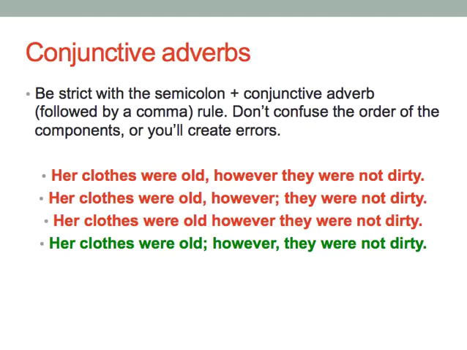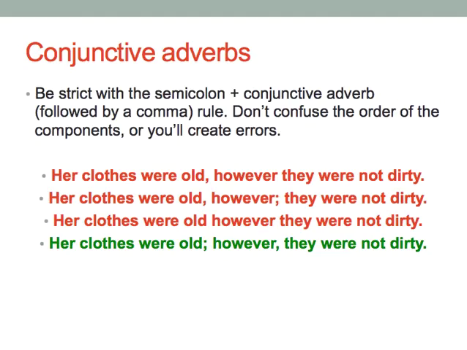If you are going to use the semicolon plus conjunctive adverb combination, be strict with the rule. Semicolon, then conjunctive adverb, then comma. Don't confuse the order of the components or you'll create more errors. Her clothes were old, comma, however, they were not dirty. Her clothes were old, comma, however, semicolon, they were not dirty. Her clothes were old, however, they were not dirty. These are examples of fused sentences and comma splices and simply incorrect semicolon use. You want that semicolon, then conjunctive adverb, then comma.